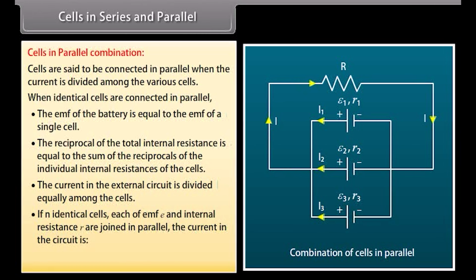If n identical cells, each of EMF E and internal resistance r, are joined in parallel, the current in the circuit is equal to nE divided by nR plus r.